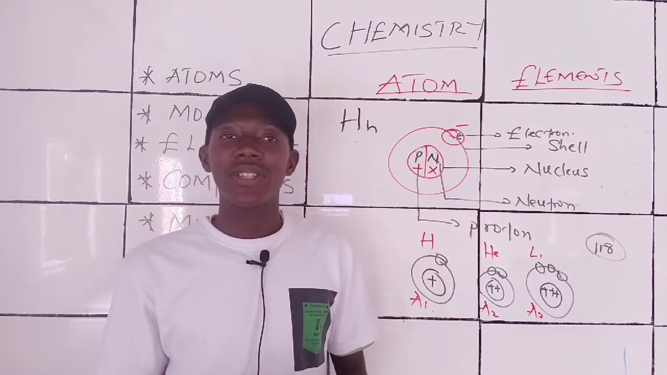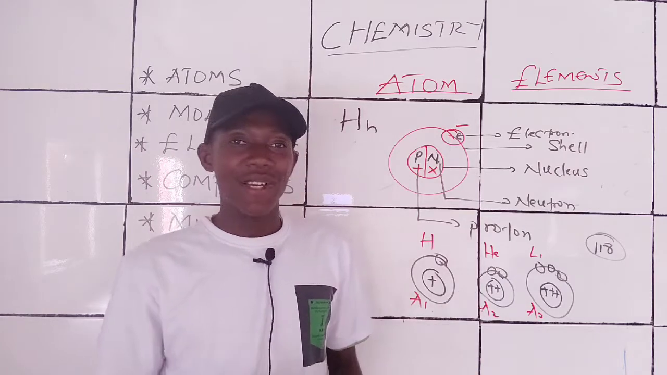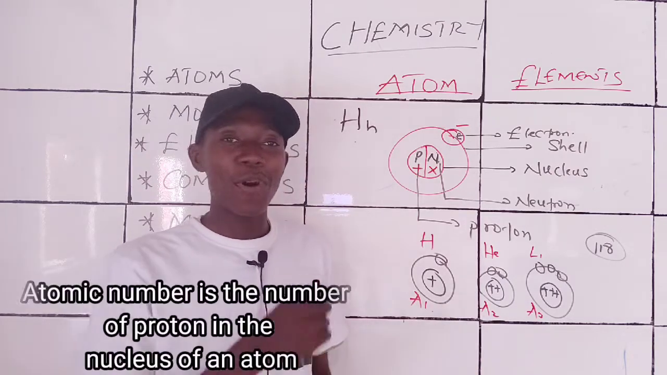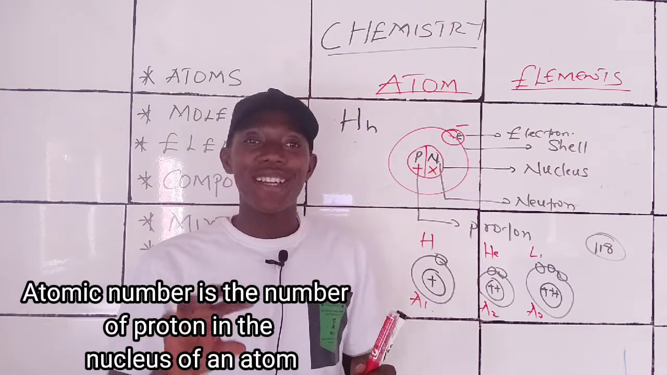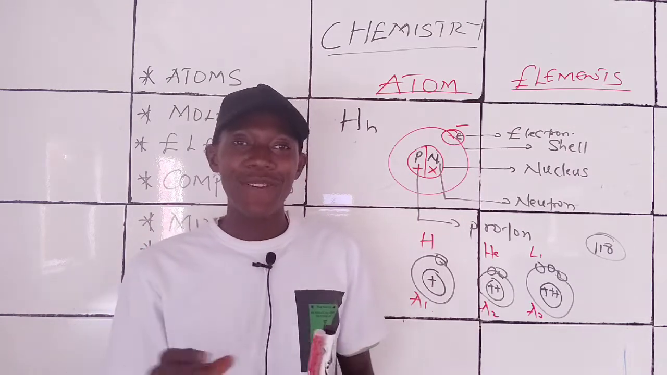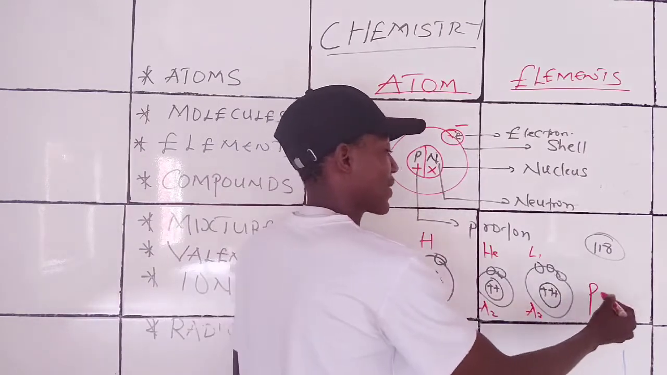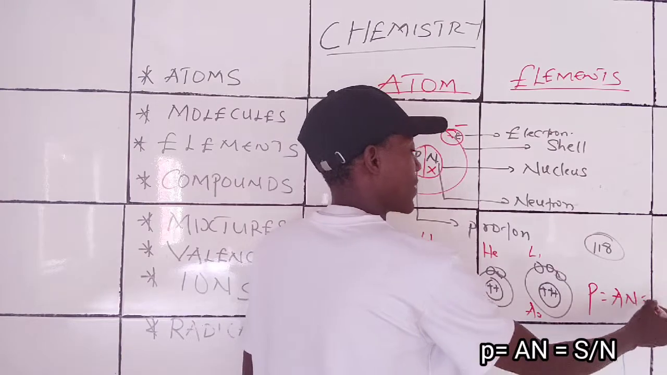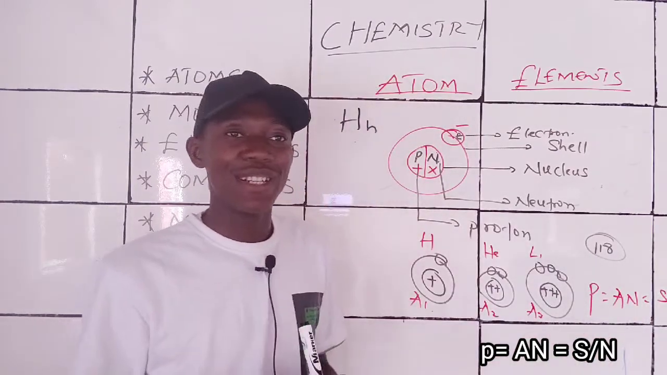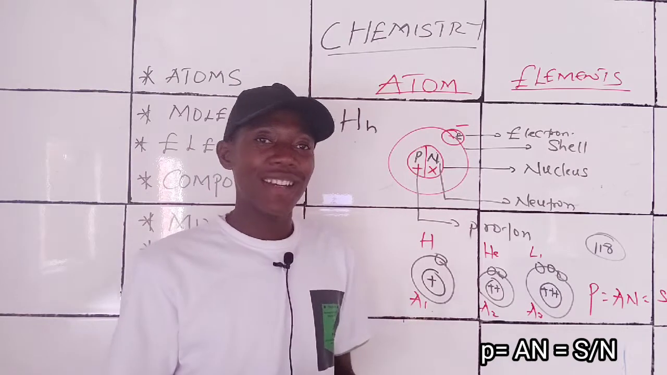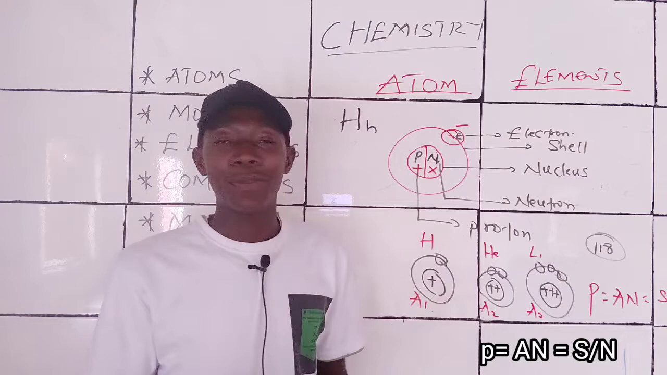And what do we call this serial number in chemistry? We call it atomic number. So atomic number is the number of protons in the nucleus of an atom, and the atomic number is the serial number, and the serial number is the number of protons. So the number of protons is equal to the atomic number and is equal to the serial number of the elements in the periodic table. So the serial number is the number of protons, and the number of protons is the atomic number.